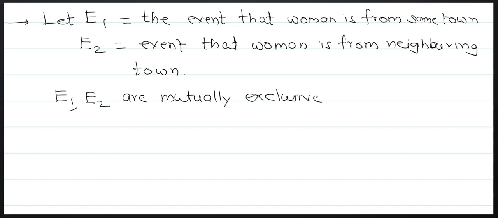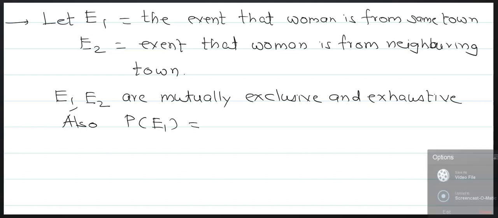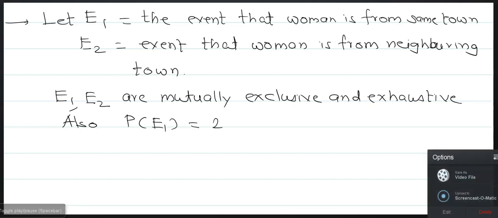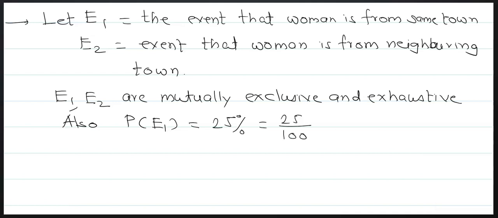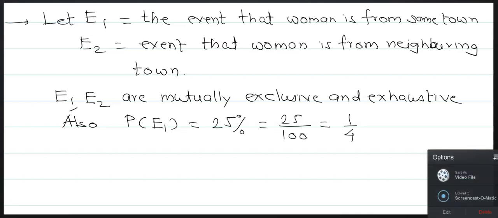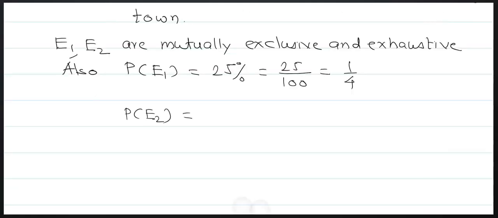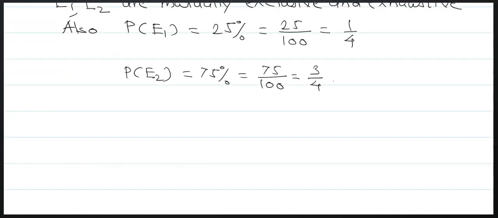E1 and E2 are mutually exclusive and exhaustive. Therefore, the probability of E1 is 25%, those who are from the same town, which is equal to 1 by 4. And from the neighboring town there was 75%. The probability of E2 is 75 upon 100, that is equal to 3 by 4.